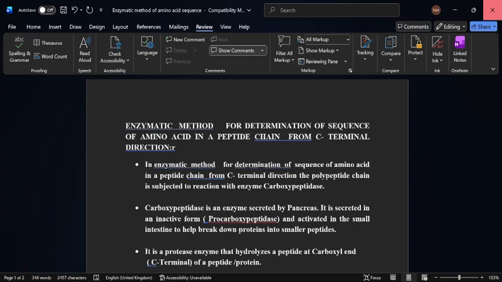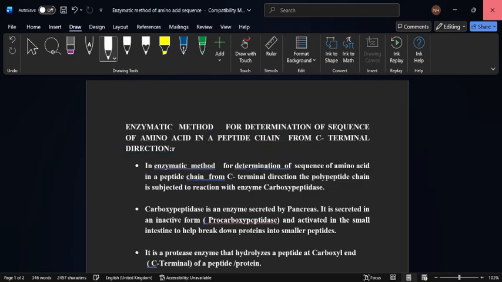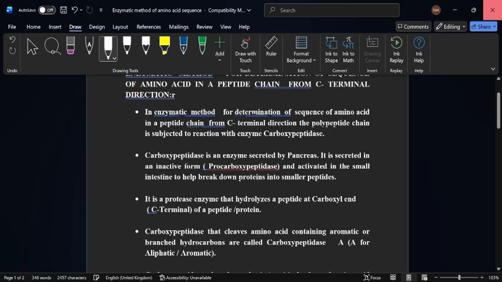Okay. Today we will talk about the enzymatic method for determination of sequence of amino acids in a peptide chain from the C terminal. So what is all this about? We are talking about determination of the sequence of amino acids in a peptide chain from the C terminal direction of a polypeptide chain by use of the enzyme carboxypeptidase.